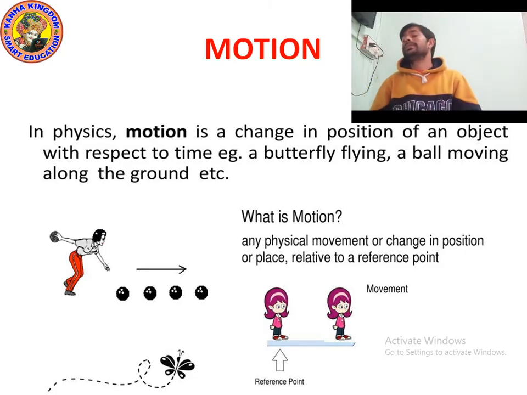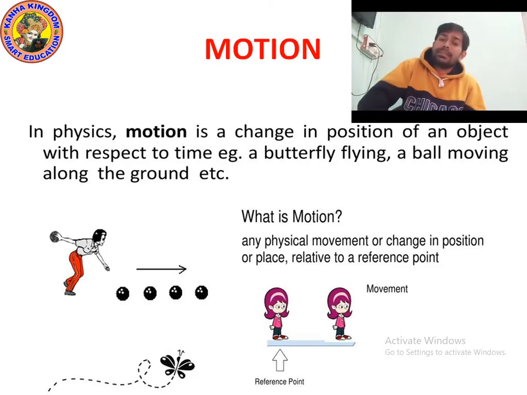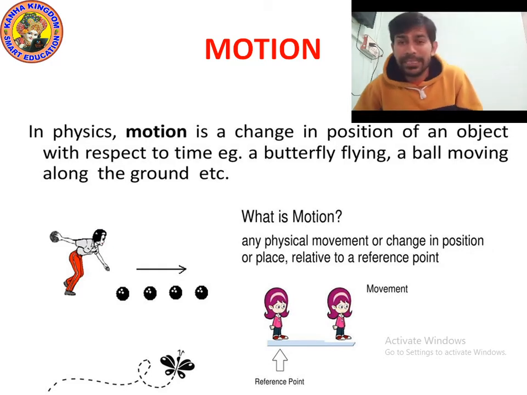A body is said to be at rest if it does not change its position continuously with respect to time, with the passage of time. Right now I am sitting at one place, so I am not in motion, which means I am in a state of rest.